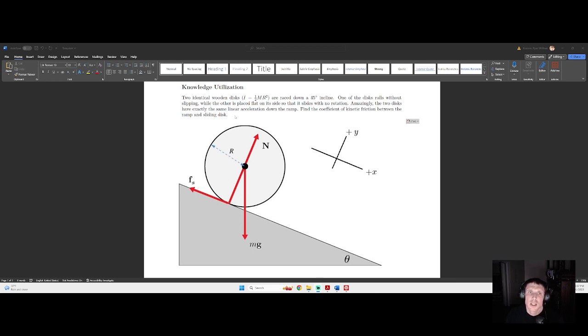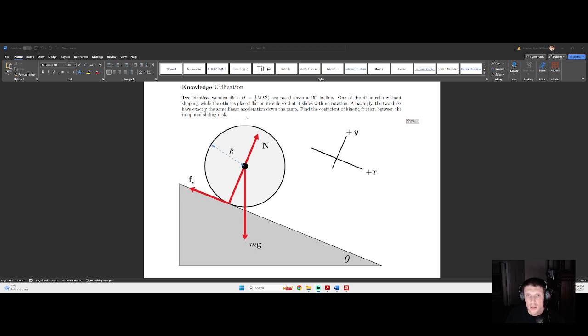this is the problem statement, right? We have these two wooden discs. They're identical. Essentially, one is just rolling down this incline, and the other is placed flat on its side and it slides down. Okay, and so they have the same linear acceleration down the ramp. Now, we want to find the coefficient of kinetic friction between the ramp and the sliding disc. Yes, that's what we want.